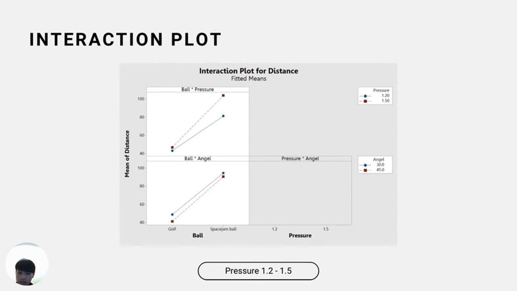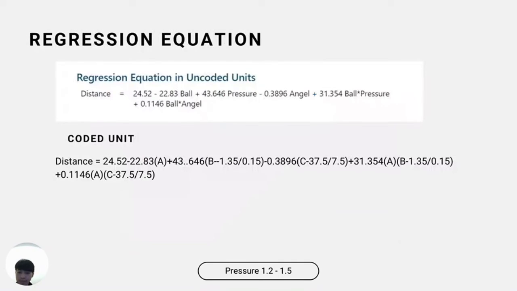in Minitab. The distance between parallel figures is very small, so there is a need to reduce the model because it is not significant. Equation: the distance formula coded will be -1 and 1, and the uncoded formula will be in the slide.